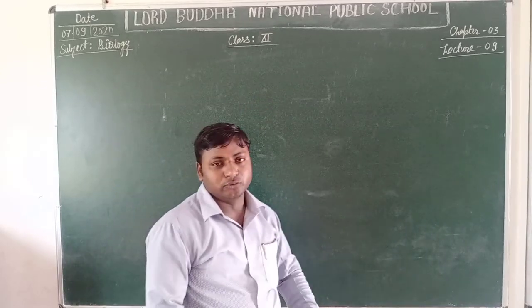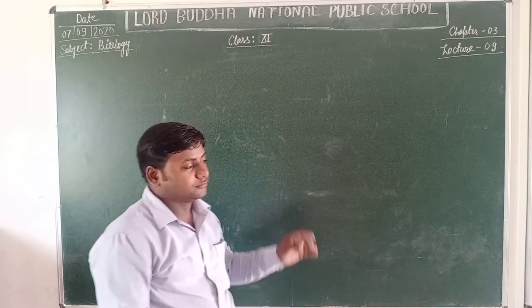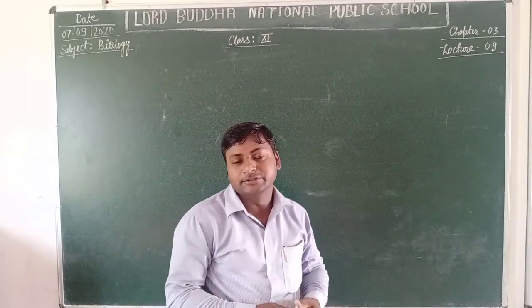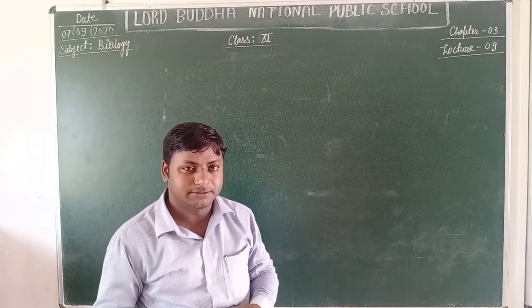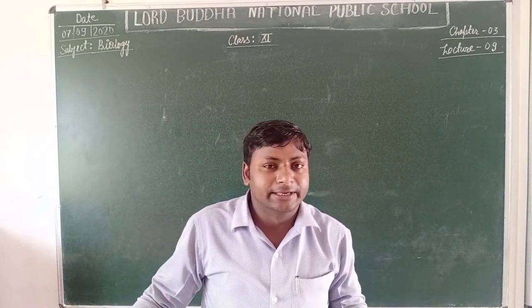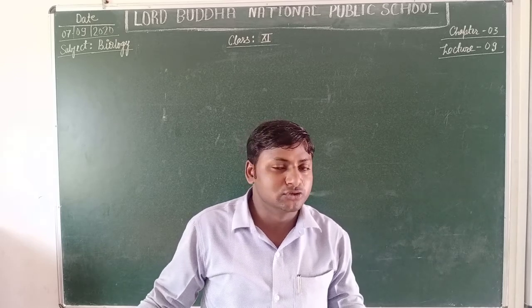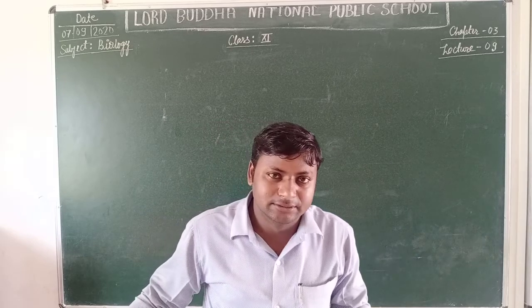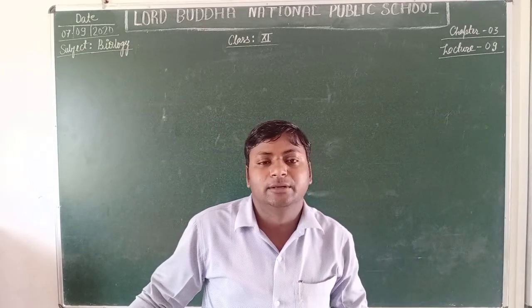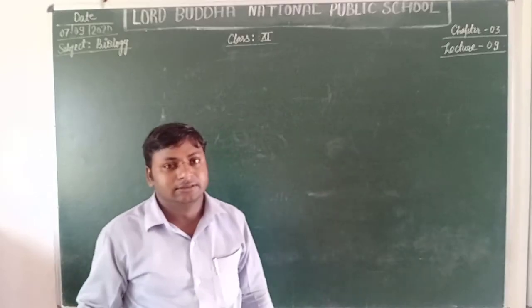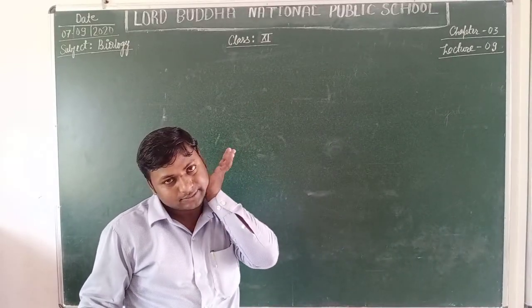Today we are going to study the different types of life cycles in plants. This is also called alternation of generation. Yes, students, different types of plants represent different types of alternation of generation, that is called life cycle.